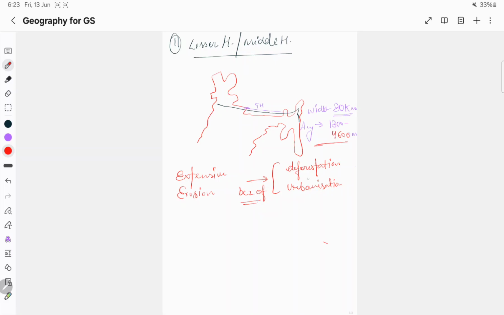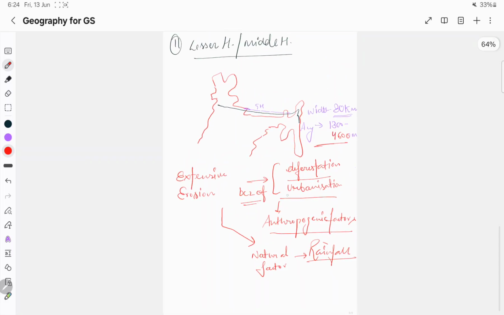Remember one thing: anything which is because of human impact is known as anthropogenic. These are anthropogenic factors. Natural factors of extensive erosion, if we say, is what? Rainfall, obviously. In this, you can also add climate change.